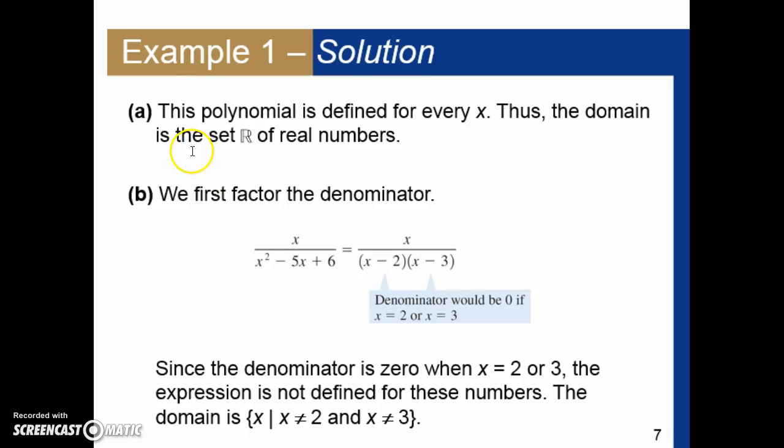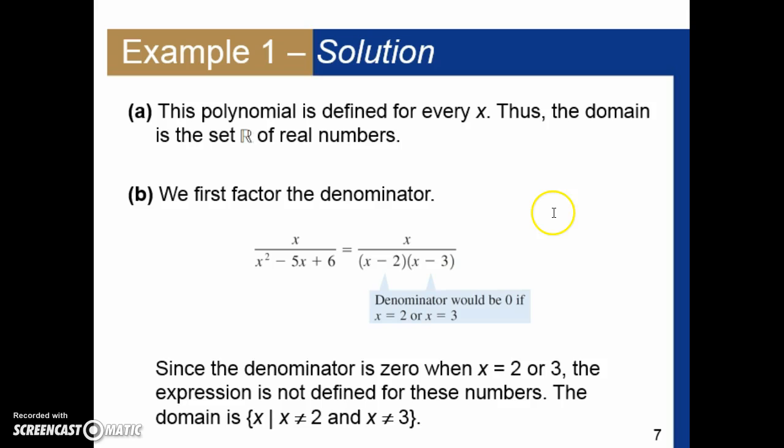So the set of all real numbers will define the domain for any polynomial as long as we don't have a term that has a variable in the denominator. So let's look at B. We had this rational expression. We have a polynomial in the numerator. We have a polynomial in the denominator.